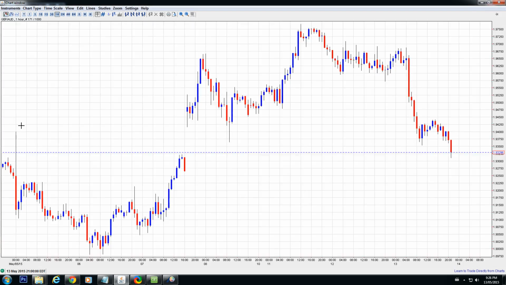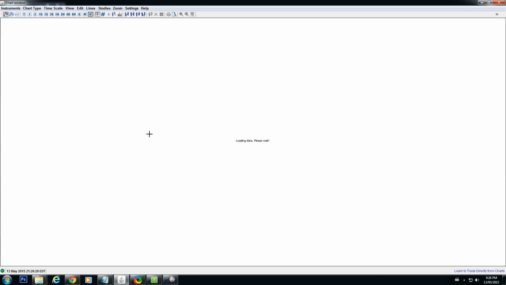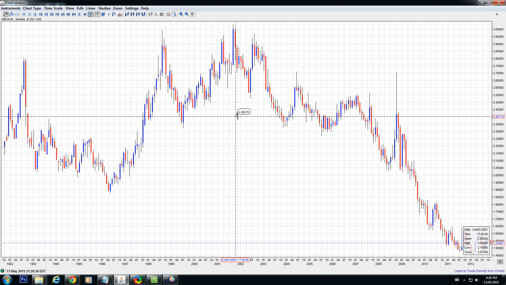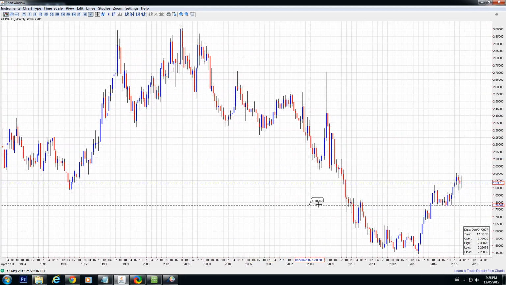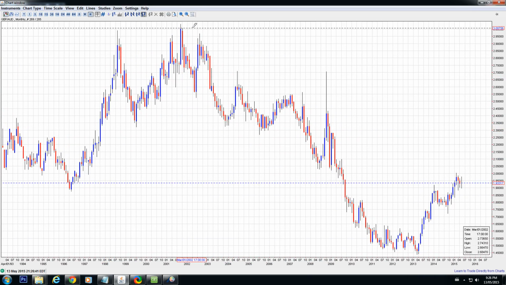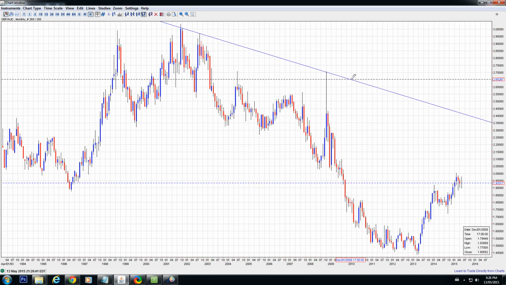So what I normally do is I go to the longest chart, the monthly chart. So the longest time frame of a chart, so we can see the real trend. This is the longest trend. This is over years time. So these lines are very reliable.